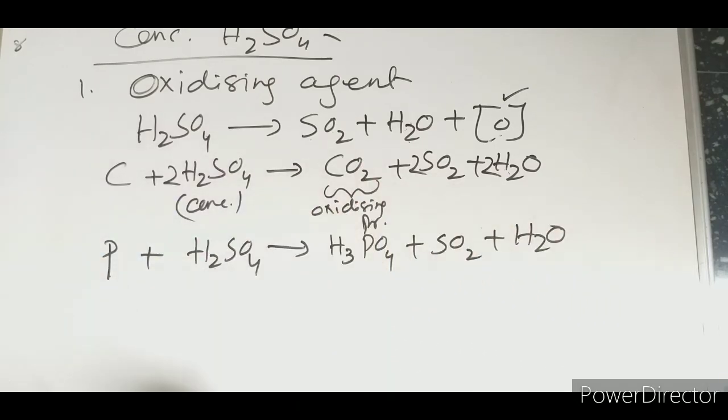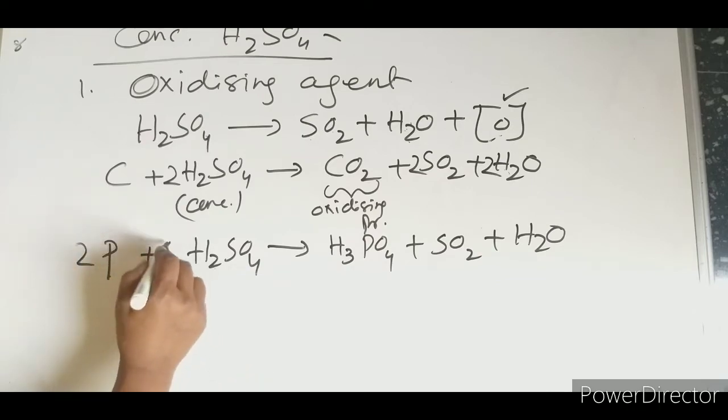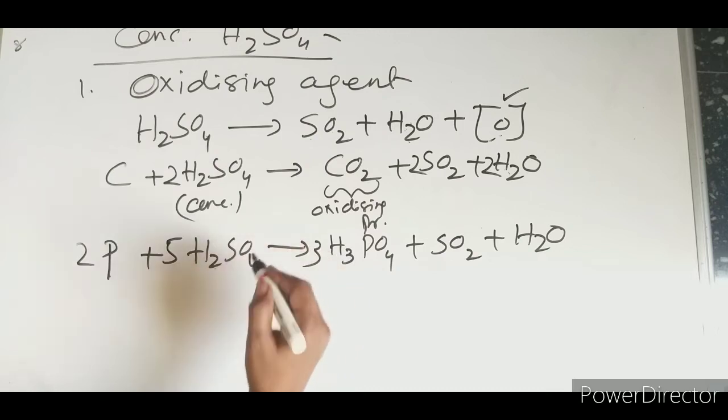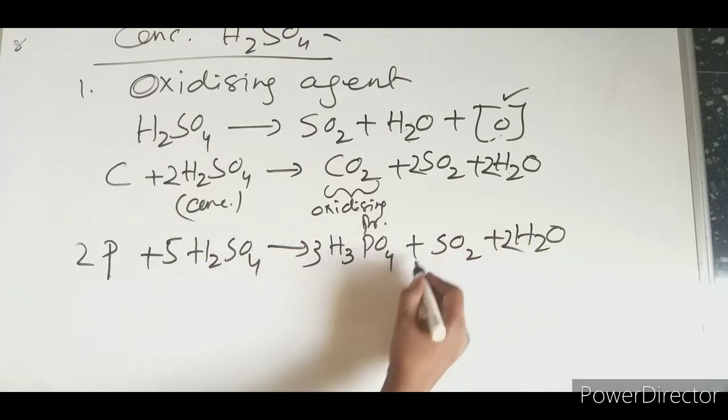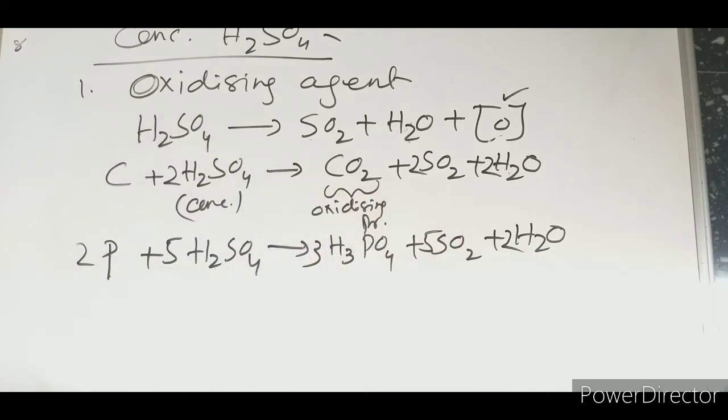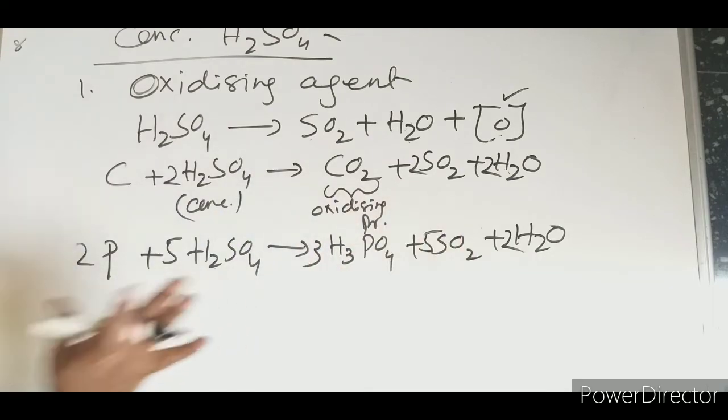You may ask the question, is the water used? No, some part of water is used, some part of water is also there. All this water, whatever is involved, is not utilized. That is why water will be there here. So now balance this one. This will be 2 phosphorus, 5 H2SO4, 3 phosphoric acid, water will be 2 and 5 will be sulfur dioxide. This is the oxidizing property.